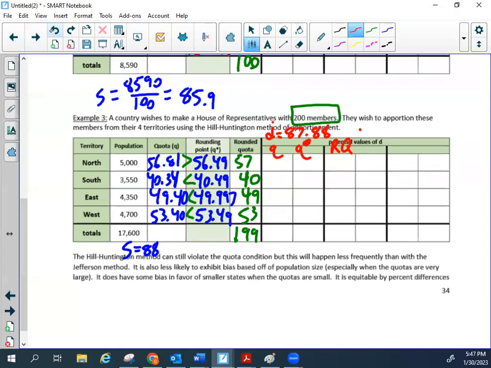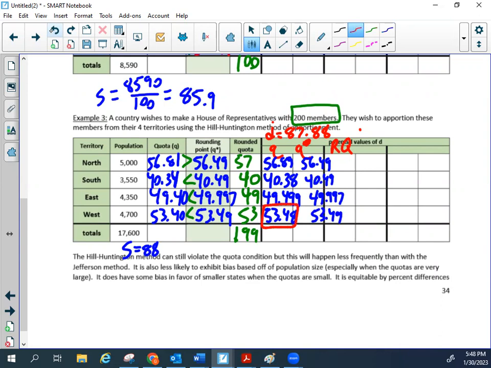So now our quotas, if I use 87.88, are 56.89, 40.38, 49.499. This is why I did the geometric mean to 997 over there. And 53.48. Our geometric means, lucky for us, didn't change because this 56 is still the geometric mean of 56, 57. Sometimes they change and sometimes we do need to calculate new geometric means. So the geometric mean is still 56.49, still 40.49, still 49.997, and still 53.49.